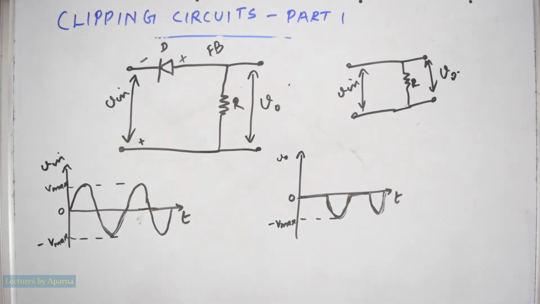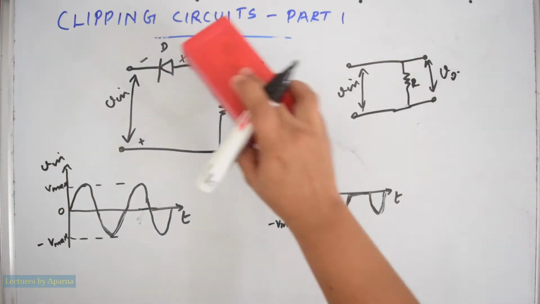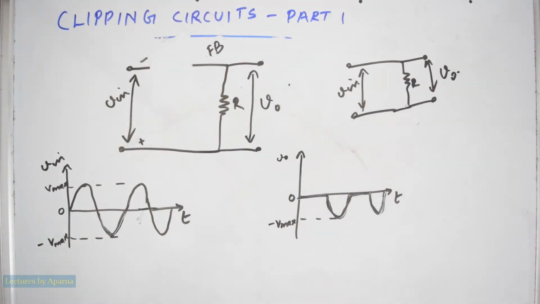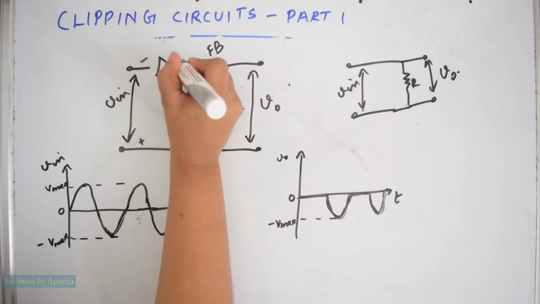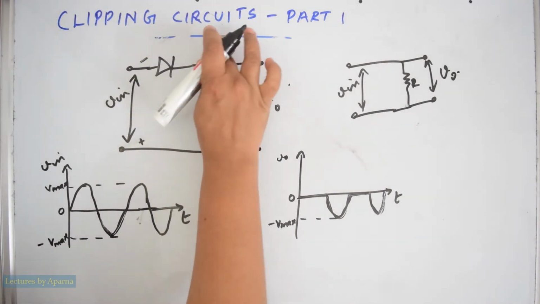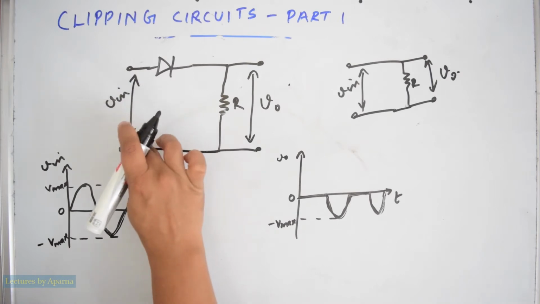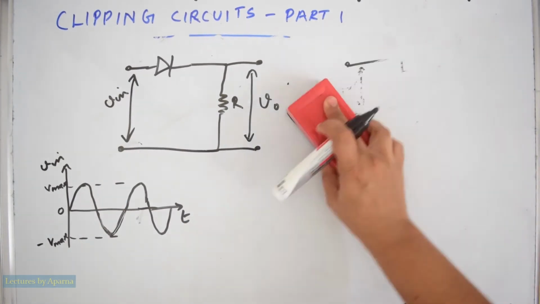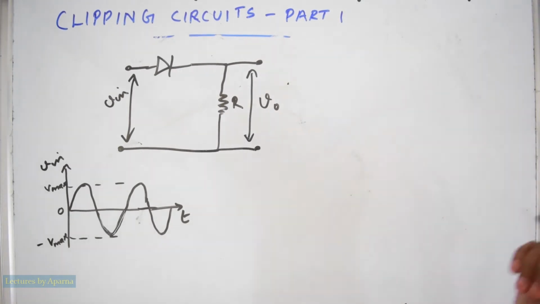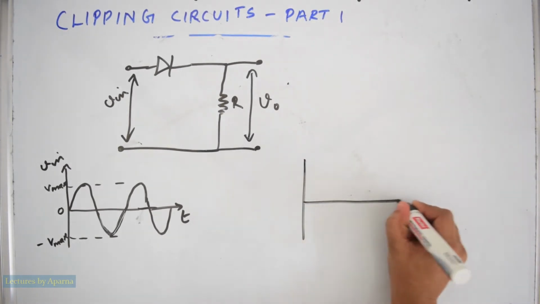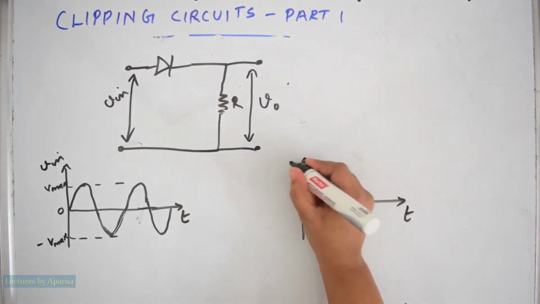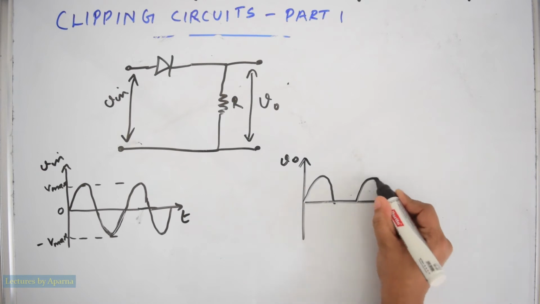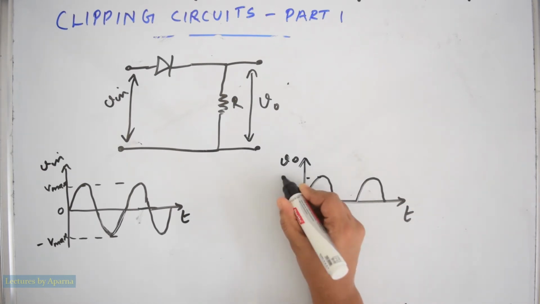Now let's consider the case when the direction of this diode is changed. So I am going to keep the diode like this. What will happen here? The output of this circuit will look like this: V output. The positive half cycles will be there, the negative half cycles won't be there. This is V max.